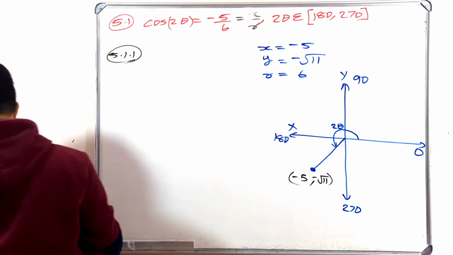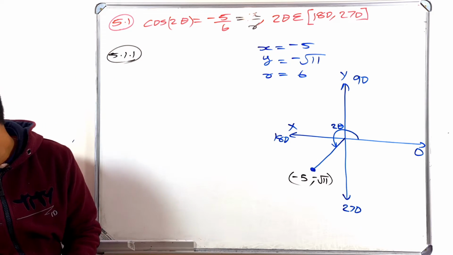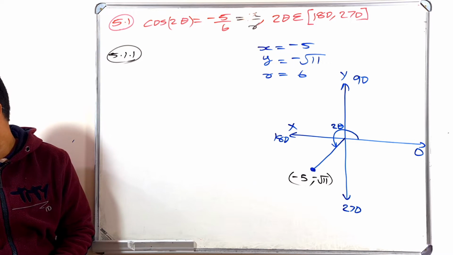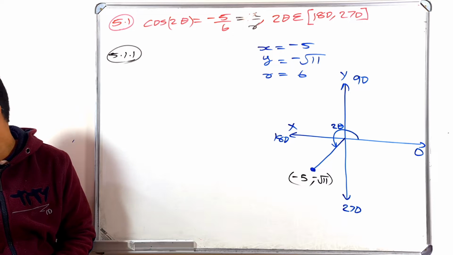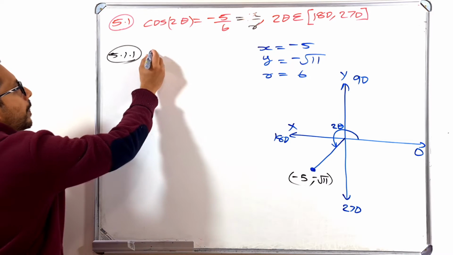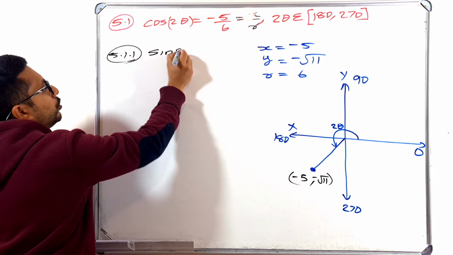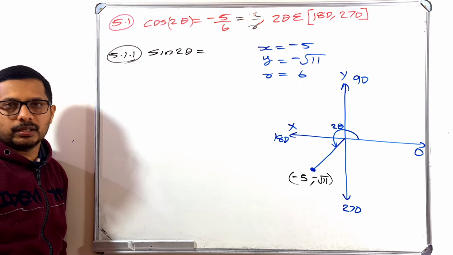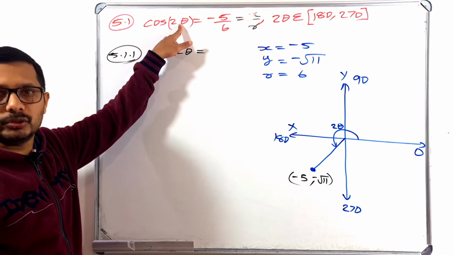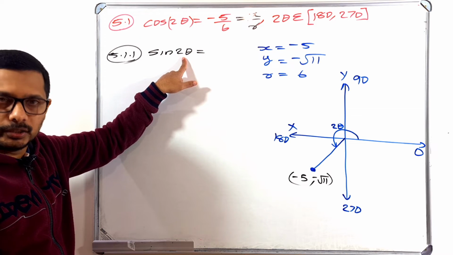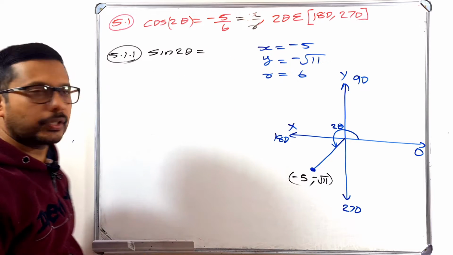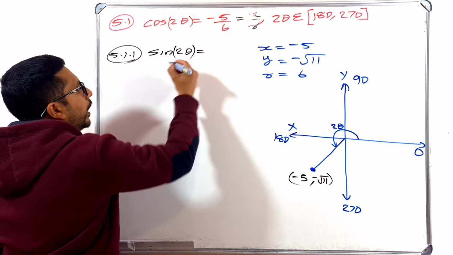5.1.1. What is that question? You have to find, in the simplest form, the value of sine 2 theta. Sine of 2 theta. So here, what is the angle? 2 theta. So we can take the same x and r. Here also the angle is 2 theta.